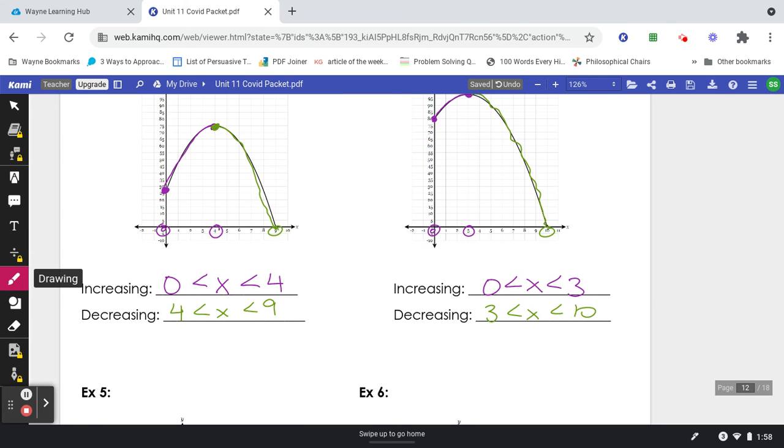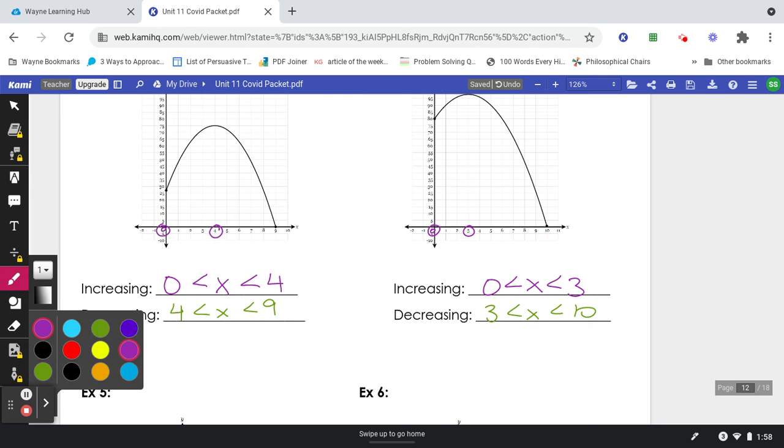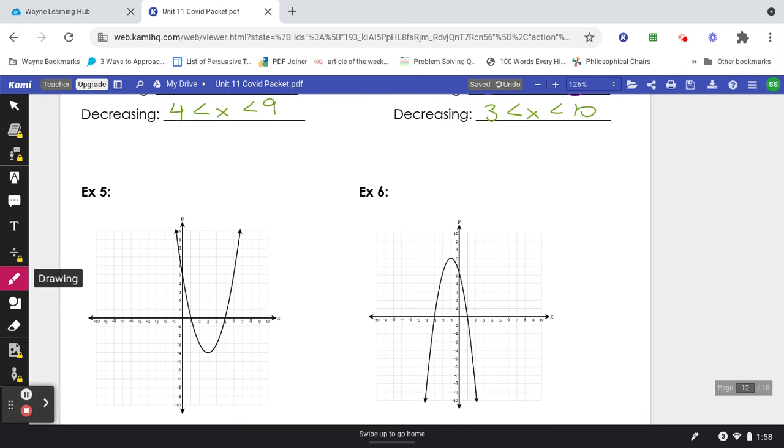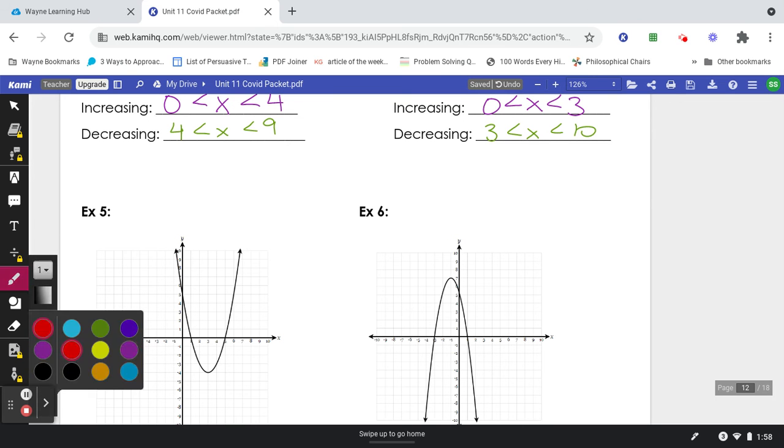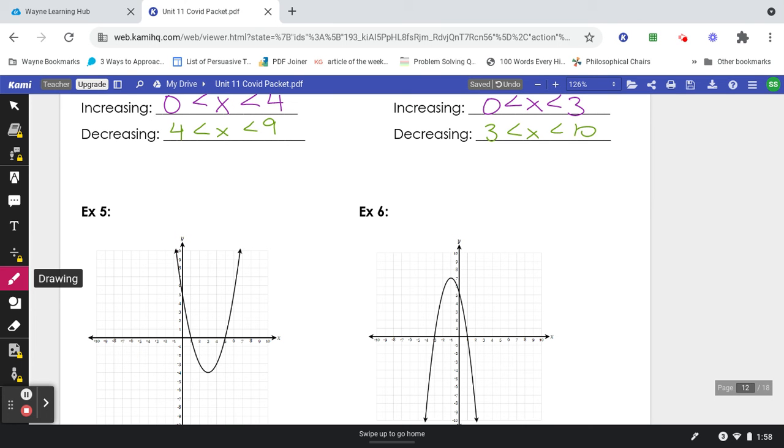Now, both of those graphs had points at the end of them. The ones we're about to do are going to have arrows at the end of them, so they're a little bit different. When something has an arrow, it means it continues on forever. And forever in math, we use the infinity symbol. Negative infinity means all the way to the left, and positive infinity means all the way to the right. Anytime you see an arrow on the left-hand side, you use negative infinity. Anytime you see the arrow on the right-hand side, you use positive infinity.